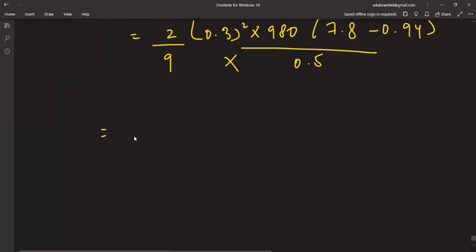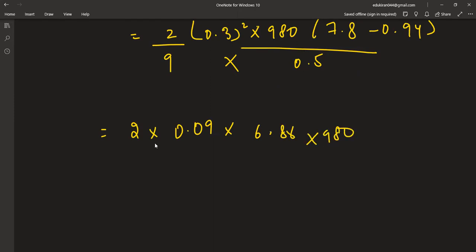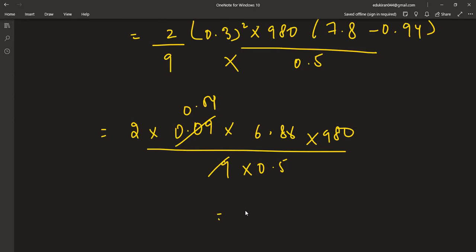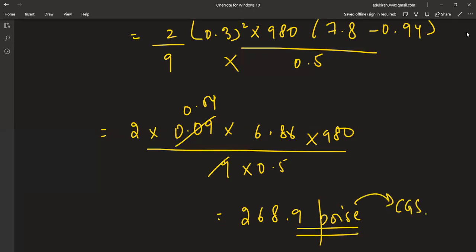So this will be 2 into 0.3 into 0.3, which will become 0.09. This becomes 6.86. This is 980, divided by 9 into 0.5. This becomes 4.5, this becomes 0.01. So this will be 268.9 poise, because this is the CGS unit. Note it down.